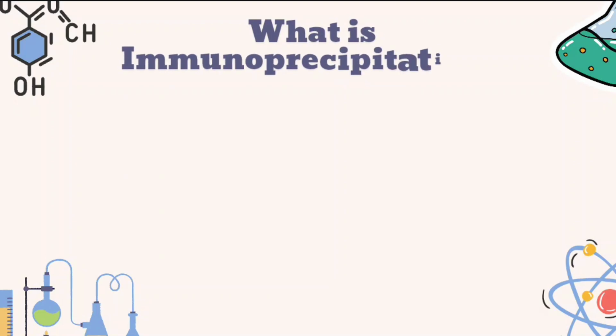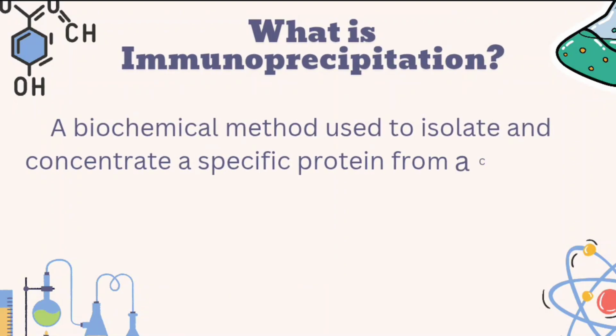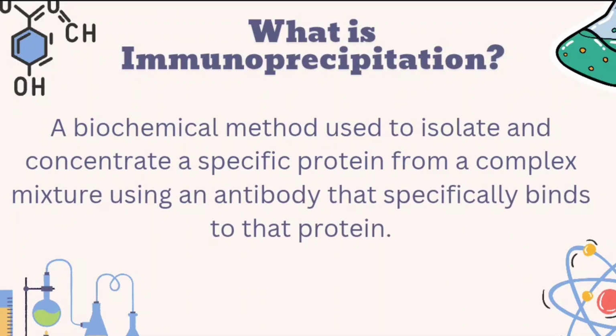So, the first question that arises is: what is immunoprecipitation, or IP? IP is a biochemical method used to isolate and concentrate a specific protein or antigen from a complex mixture such as cell lysate or serum, using an antibody that specifically binds to that protein.